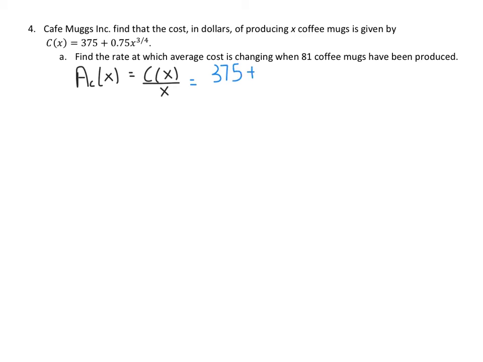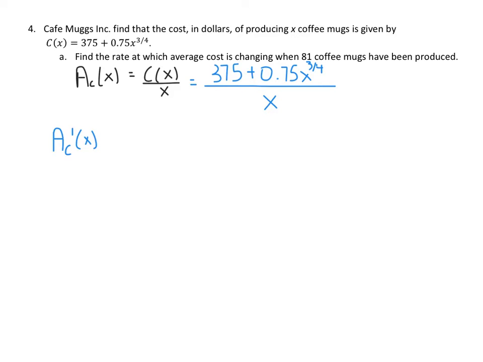So that's going to look like 375 plus 0.75x to the 3/4 power. And that is our cost function, and that's going to be divided by x to give us the average cost function. Now we are asked to find the rate at which average cost is changing. So to find the rate at which it's changing, we need to take the derivative.